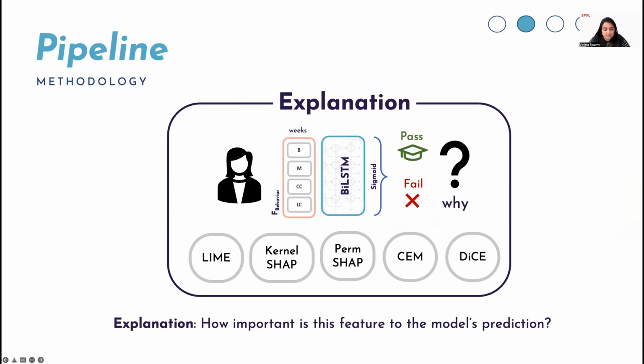But the key insight to keep in mind is the way we define an explanation across all of these 5 methods is how important is this feature to the model's prediction. We are identifying explanation in terms of feature importance scores from a specific instance. For a specific student, why did they get this specific prediction?